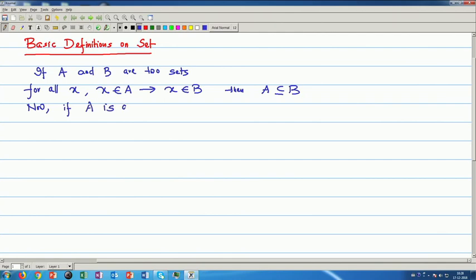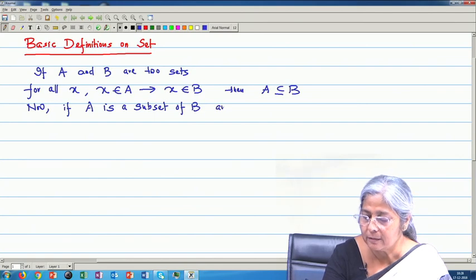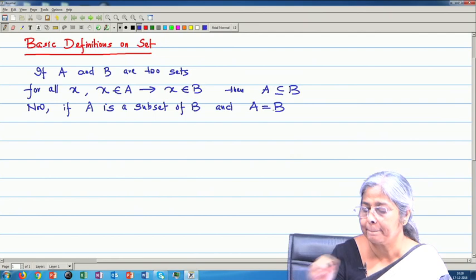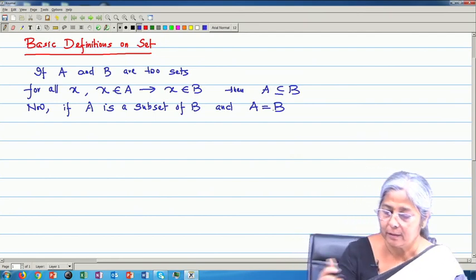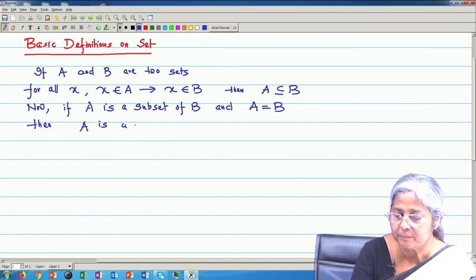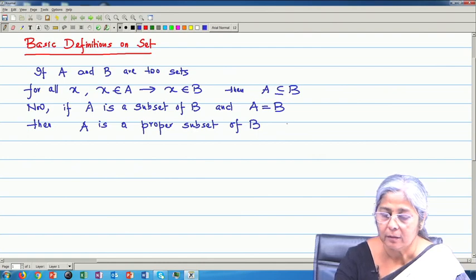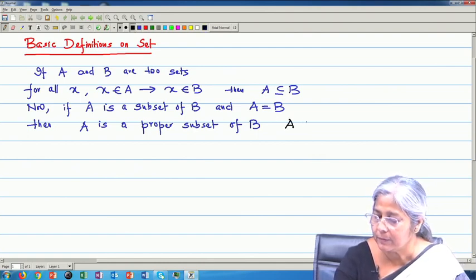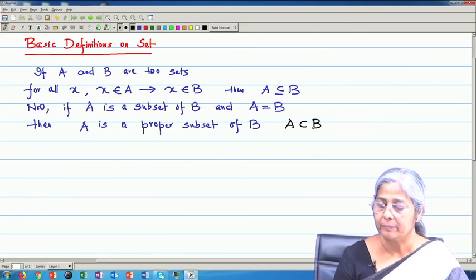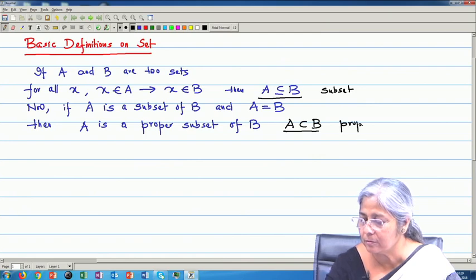Now, if A is a subset of B and A not equal to B, then we call that A is a proper subset of B, and the notation is A is a proper subset of B. So, this is our subset notation, this is our proper subset notation.